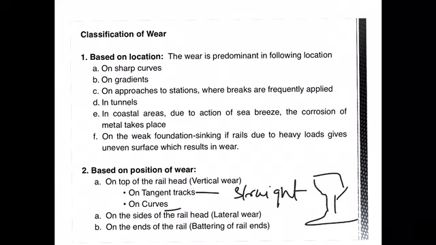lateral wear. So if it is a rail section, if the wear occurs on the top, we call that the vertical wear. If the wear occurs at these sides, we call this the lateral wear. So your rail runs longitudinally, and if the wear occurs at the end portion, we call it the rail wear on the ends of the rail. That can also be called the battering of the rail end.